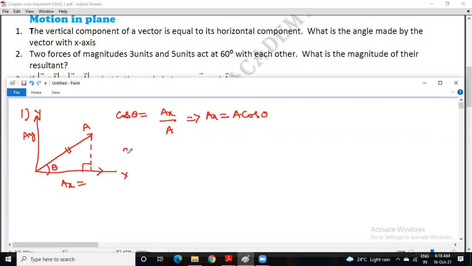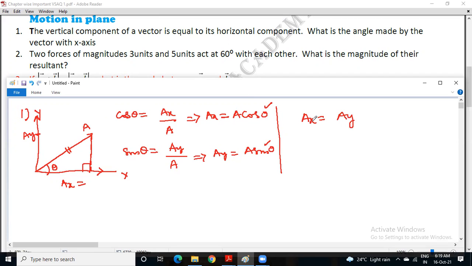Similarly, if you go with sin theta, in trigonometry, sin theta means opposite. This opposite is parallel to y-axis. So sin theta is equal to opposite, which is Ay, over hypotenuse, which is A. So Ay is equal to A sin theta. Now in the question they mentioned that you can call this Ax the horizontal component of A and Ay its vertical component. The vertical component of the vector is equal to its horizontal component, so it means Ax is equal to Ay.